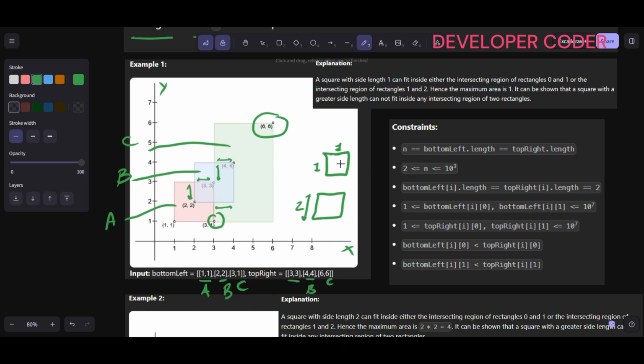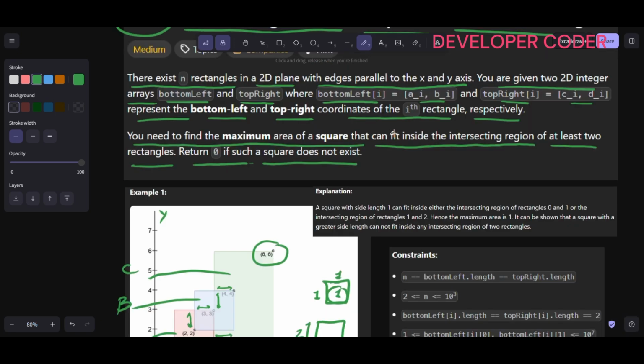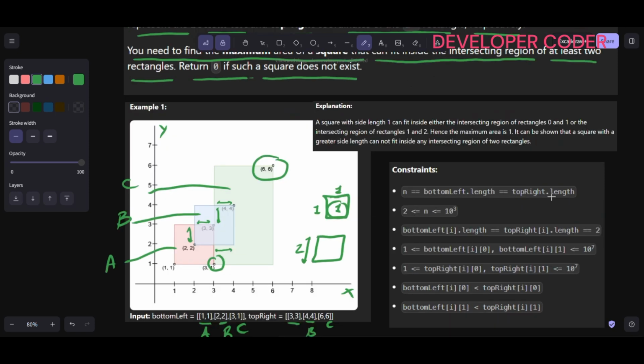So here what is the area? Area is going to be 1 into 1, 1, so 1 is going to be the output. You need to find the maximum area of a square that can fit inside the intersecting region of at least two rectangles. Here if you see the explanation, a square with side length 1 can fit inside either the intersecting region of rectangles 0 and 1 or the intersecting region of rectangles 1 and 2. Hence the maximum area is 1. It can be shown that a square with greater side length cannot fit inside any intersecting region of two rectangles.